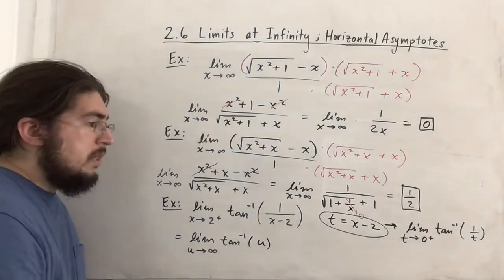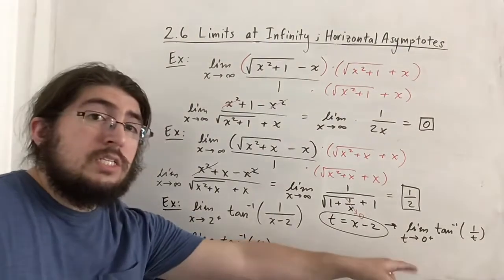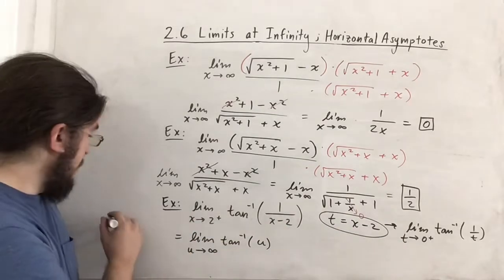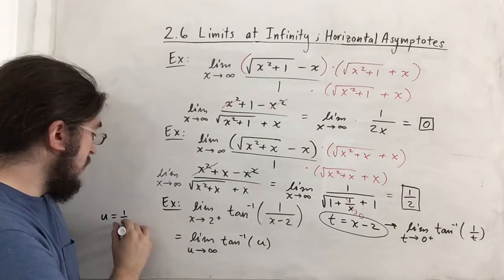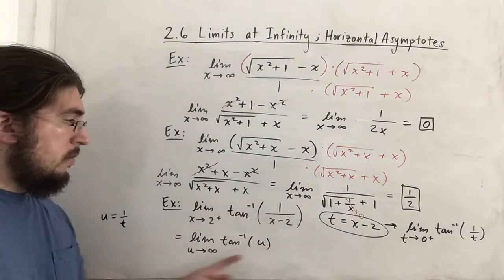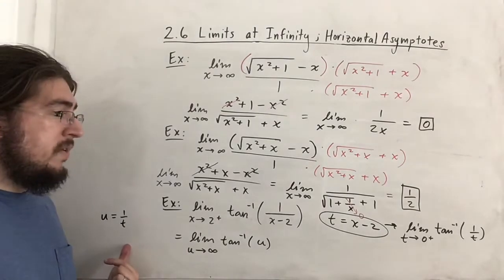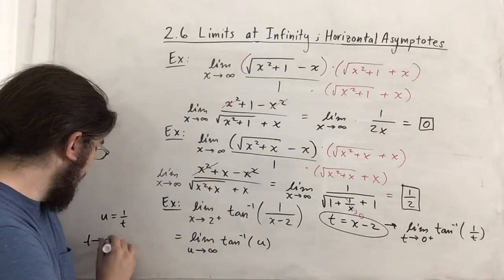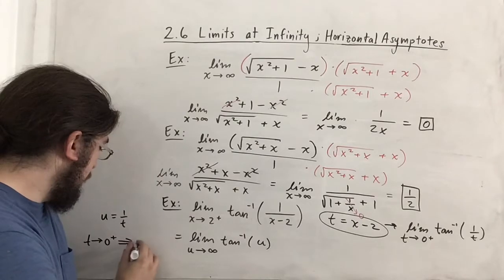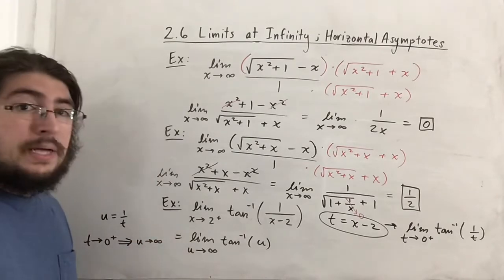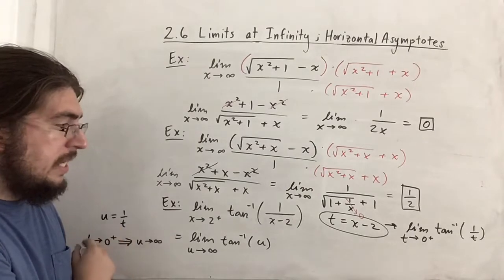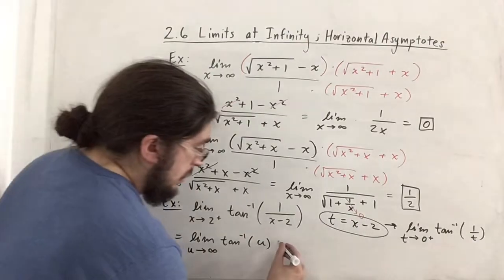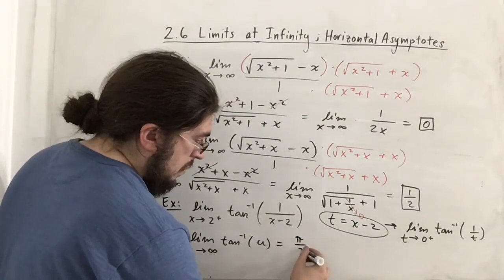So really what I'm saying here is that as t goes to 0 from the right, then 1 over t approaches infinity. So essentially I'm using the substitution u is equal to 1 over t. So we're replacing 1 over t with u, and we're saying that as t approaches 0 from the right, u will approach positive infinity, because 1 over t approaches infinity if t approaches 0 from the right. And we've seen this limit before. This is just pi over 2. Awesome.